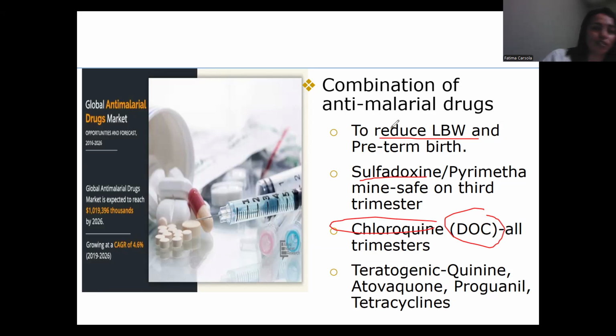This is the drug of choice for malaria because it could be given in any of the trimesters, even the first trimester that is considered the period of organogenesis, or the formation of the organs of the baby, when sometimes we could not just give medications because it could affect the growing baby. So what are the drugs that are teratogenic or could lead to congenital abnormalities of the newborn? Take note: quinine, atovaquone, proguanil, and tetracycline. So for safety, even in CHN, community health nursing, you should be giving chloroquine.